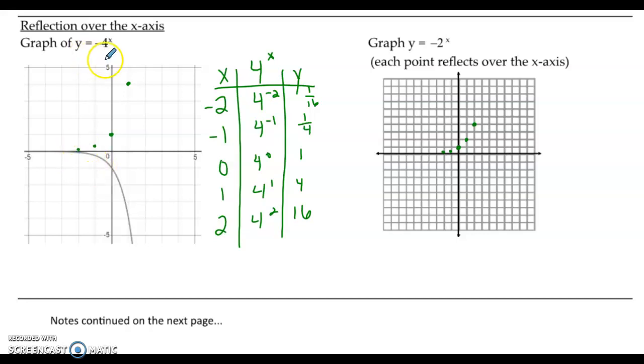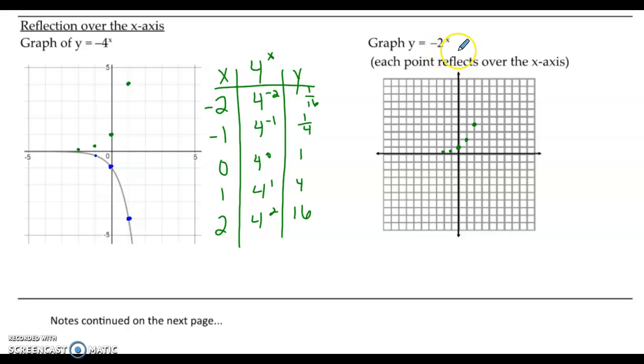All right, so if I want to reflect this over the x-axis, what's going to happen is every point just gets flipped upside down. Okay, so we're just going to flip this whole graph upside down. So instead of the point 1, 4, it's 1, -4.